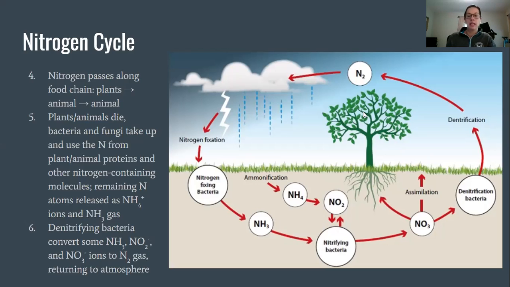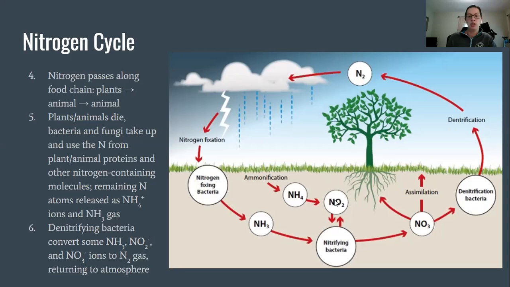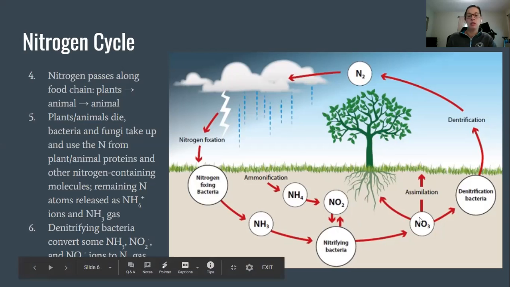When those plants and animals die, the bacteria and fungi will take up and use the nitrogen from those plant and animal proteins and other nitrogen containing molecules. And those remaining nitrogen atoms will be released as either ammonium ions or ammonia gas. So that's that ammonification right here, and that's going to go back into the soil. It's going to create more nitrite, which then could produce some nitrate ions and then keep on going.